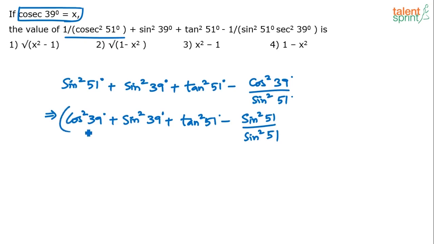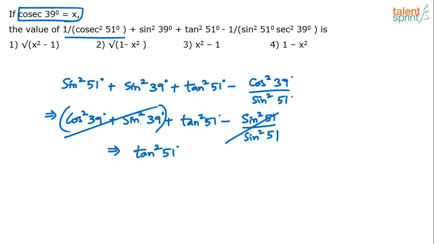So if you see, this is equal to 1. Sine square theta plus cos square theta equals 1. Sine square 51 by sine square 51 is also equal to 1. So this 1 and minus 1 get cancelled. You're able to follow? Sine square theta plus cos square theta is 1, minus sine square 51 by sine square 51 is minus 1. So plus 1 and minus 1 get cancelled. We are left with tan squared 51.